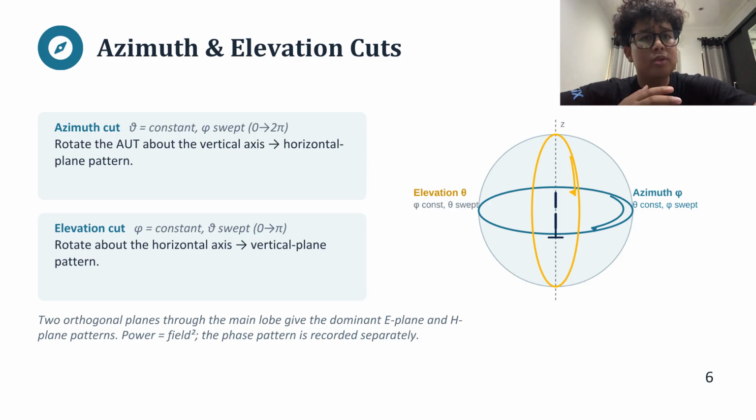Together, these two planes give us the E-plane and the H-plane patterns. From them, we read the main lobe, the side lobes, and the back lobe, the half power beam width at -3 dB, and the front to back ratio.